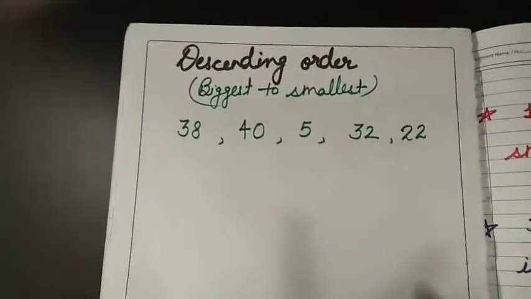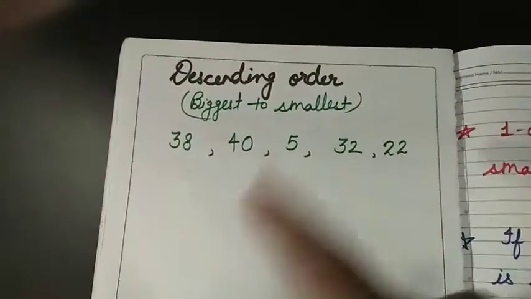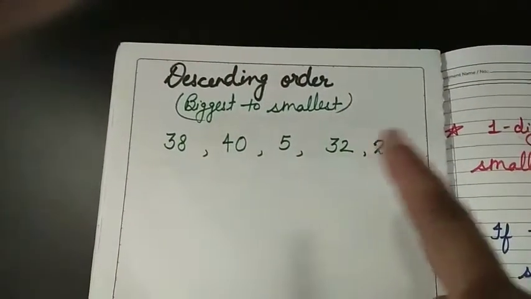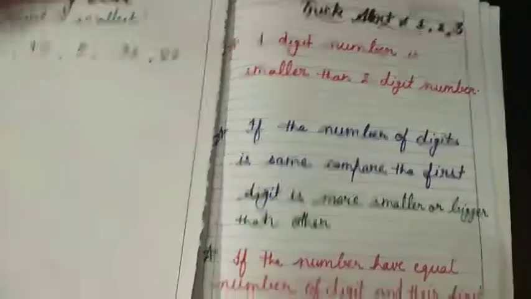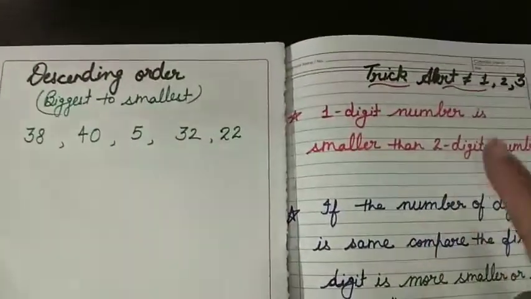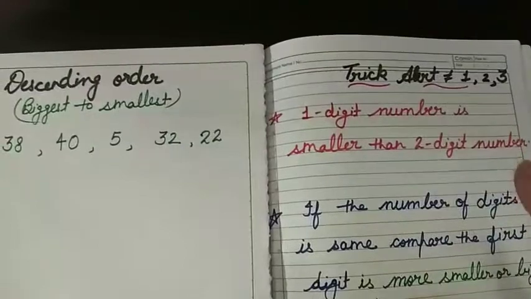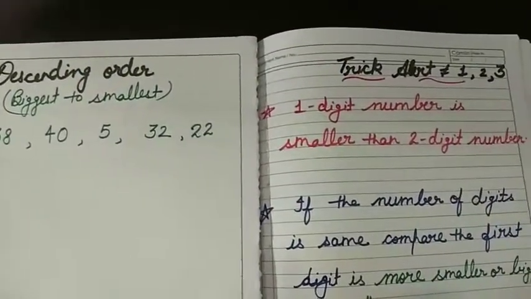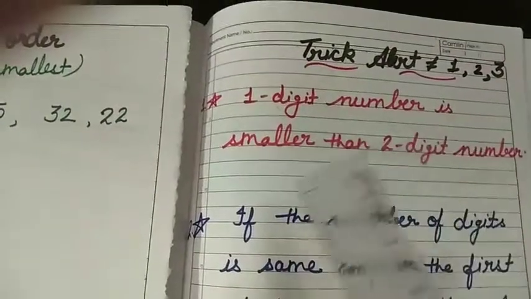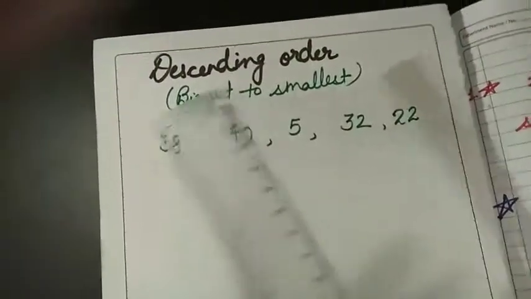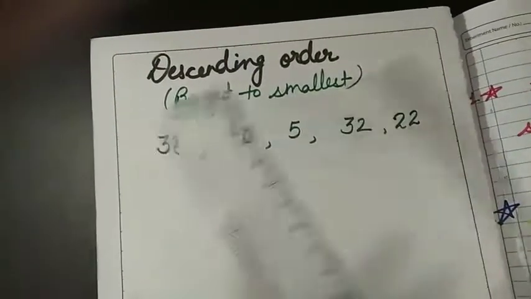Now I will give you an example of descending order. Descending means biggest to smallest. Now the same 3 trick alerts we will use here to solve the descending order. What is the first trick alert here? A 1 digit number is smaller than a 2 digit number. Now we are arranging numbers from biggest to smallest because it is descending order.